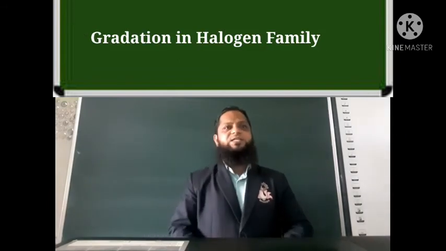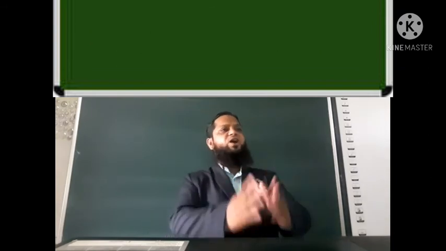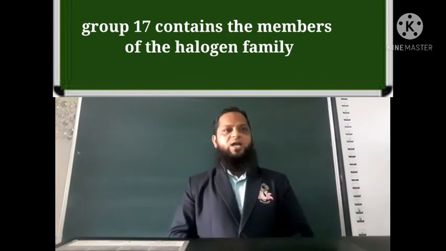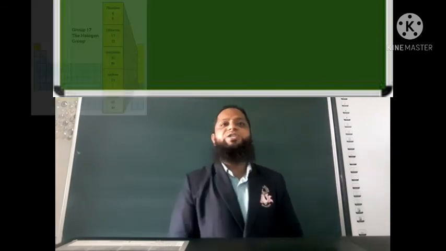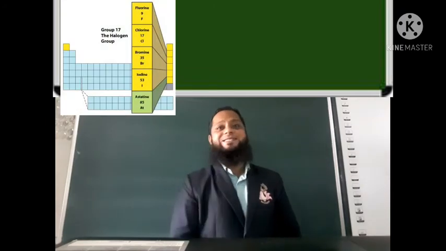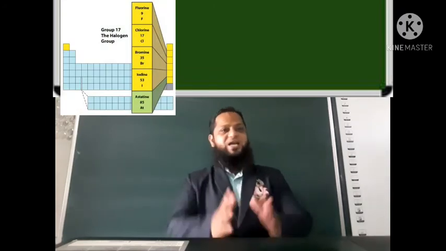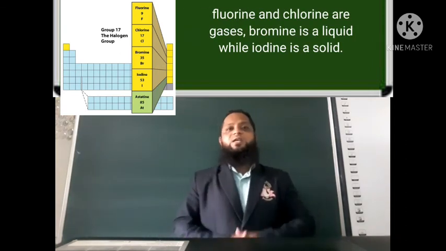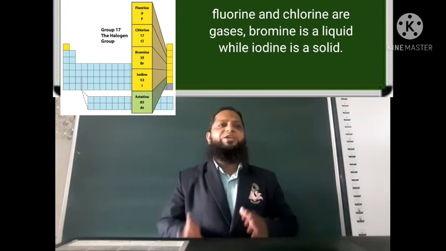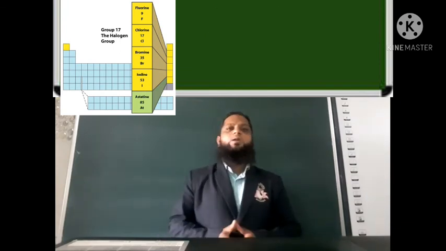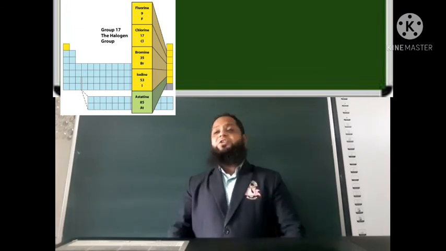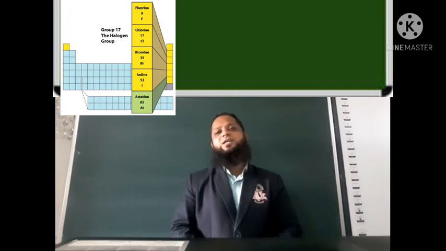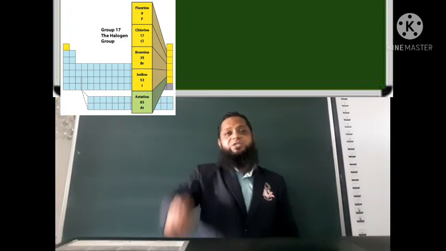Group 17 contains the members of the halogen family. All of them have the general formula X2. A gradation is observed in their physical state down the group. Thus, fluorine and chlorine are gases. Bromine is a liquid, while iodine is a solid. Now, we have studied the periodic trends in the modern periodic table and the gradation.